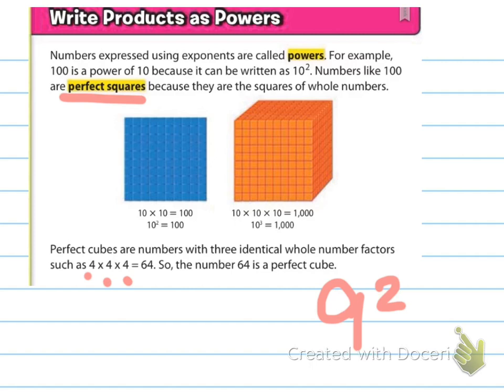Numbers like 4.5 or 6.3 wouldn't be perfect squares because they are not whole numbers. And that's just a little fun fact that's not something necessarily that you need to use now, but you will be using that in the future.